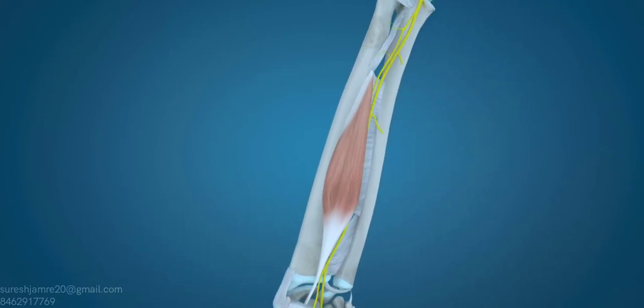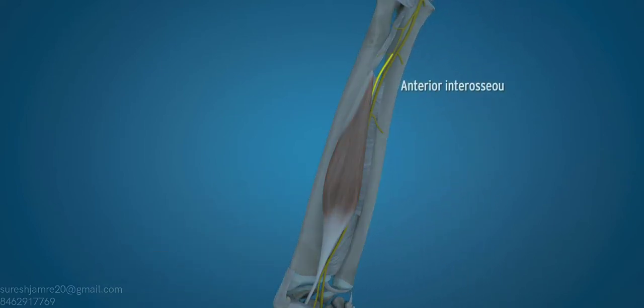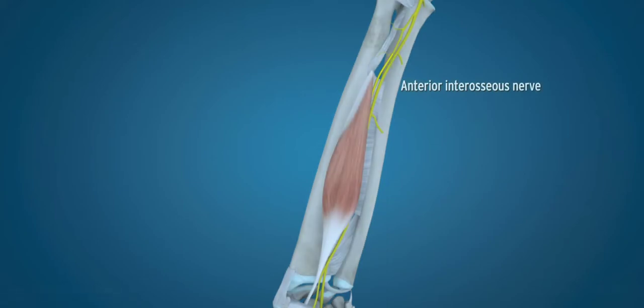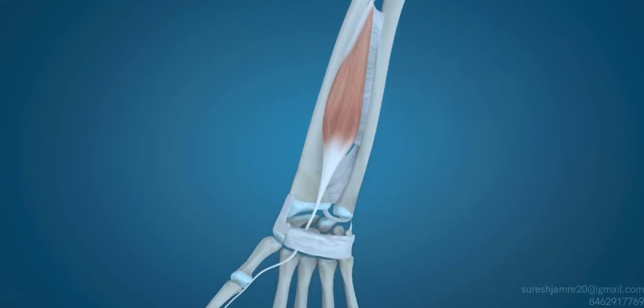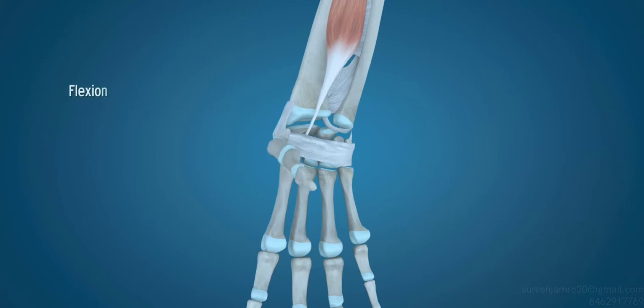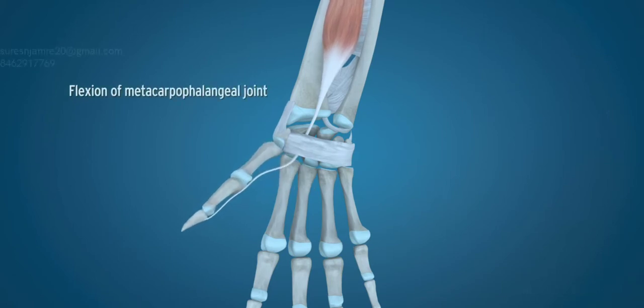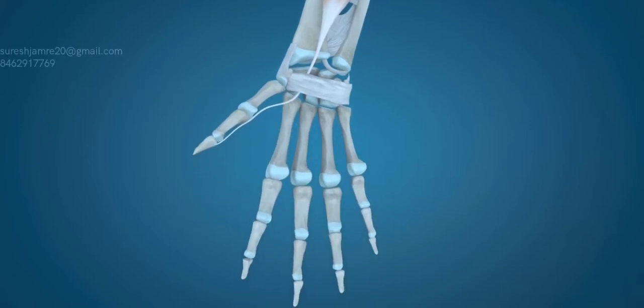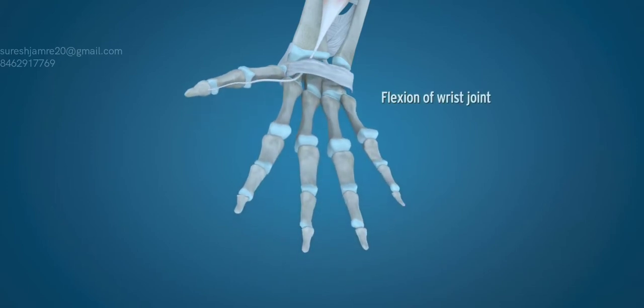Nerve supply: by the anterior interosseous nerve, a branch of the median nerve. Action: flexion of the distal phalanx of the thumb, flexion of the metacarpophalangeal joint, and flexion of the wrist joint.